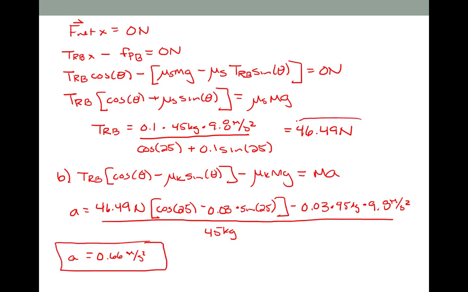Okay, so again, for part B, we move from being static friction to kinetic friction. So if I look at this line of part A, everything that was a static friction coefficient becomes a kinetic friction coefficient. The other assumption for part B is that the tension we found in part A is maintained once the block starts moving. So since we pulled at 46.49 newtons to get the block to move, we're going to continue pulling with 46.49 newtons.